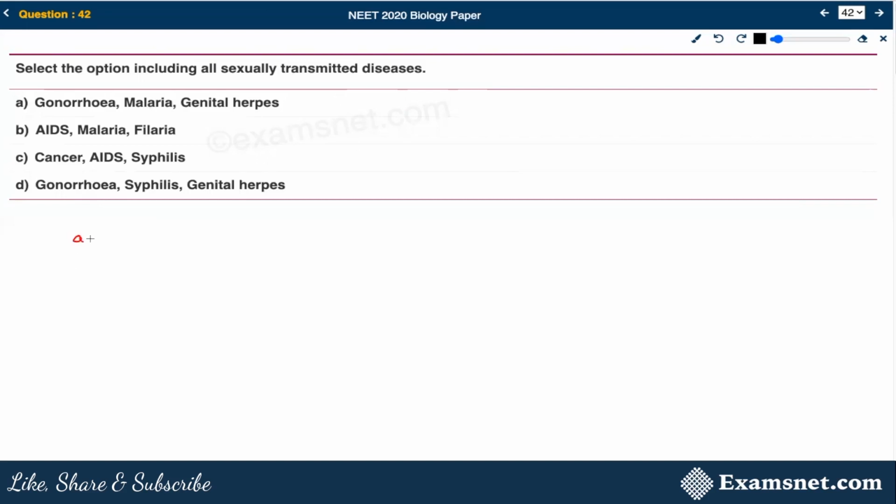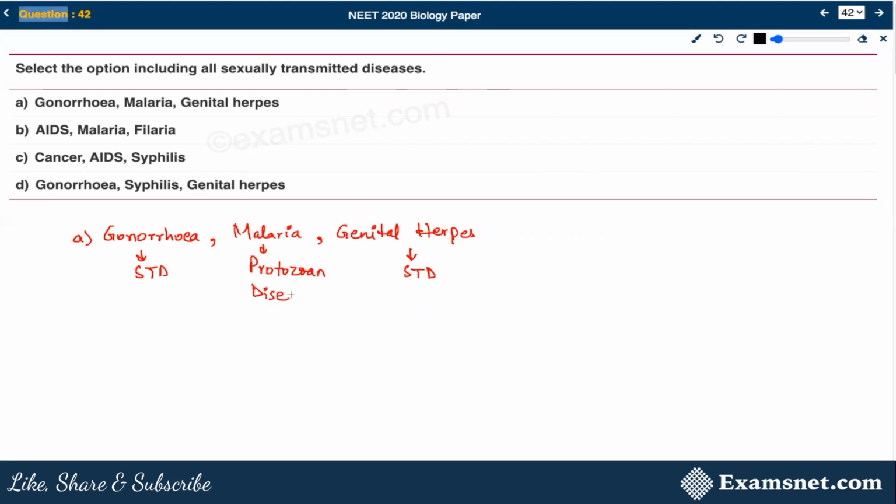So that is not included in the case of genital herpes. Gonorrhea and genital herpes are STDs, sexually transmitted diseases, but malaria is a protozoan disease, which is caused by Plasmodium. So this won't be the option over here.